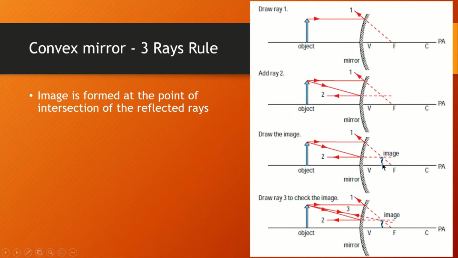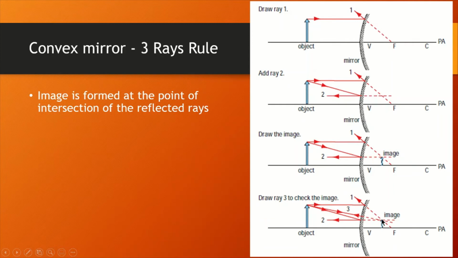You can check by drawing the third ray. Ray C passes through C and then it is reflected back the same way. You see these three reflected rays intersect at the same place inside the mirror. So this is where the image of a convex mirror is formed. You see that the image is upright, and it is smaller than the object, it is diminished.